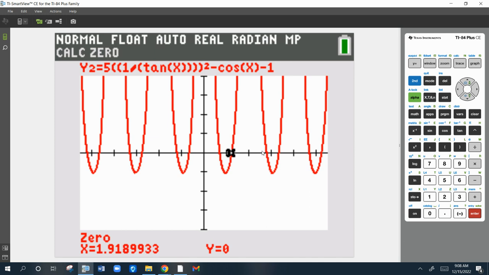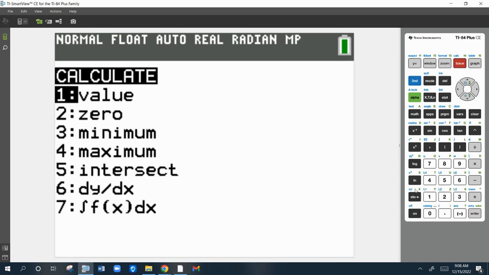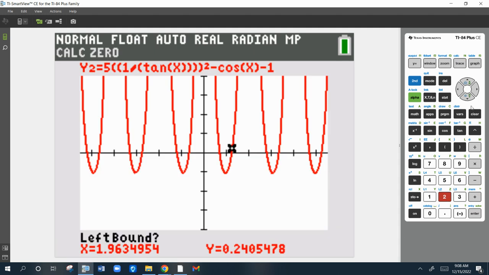So the next one is right over here. So second calc 0 again. Now it's going to go out of the screen. Keep cursoring right until you can see it come back down. It'll come back down. There we go. That's to the left. That's to the right. Enter for a guess. 4.364.